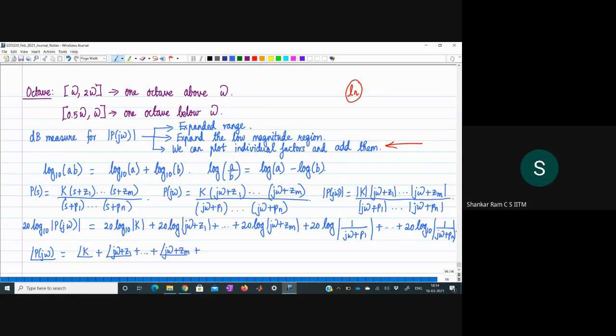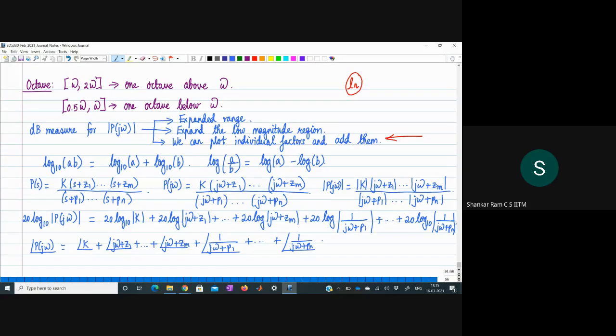Okay. And then plus the phase of 1 divided by j omega plus p1 all the way till the phase of 1 by j omega plus p. Of course, we can write the phase of 1 divided by j omega plus p1 as minus the phase of j omega plus p1. The phase of a reciprocal is going to be the negative of the phase of the original factor. So that is something which is well known, right?